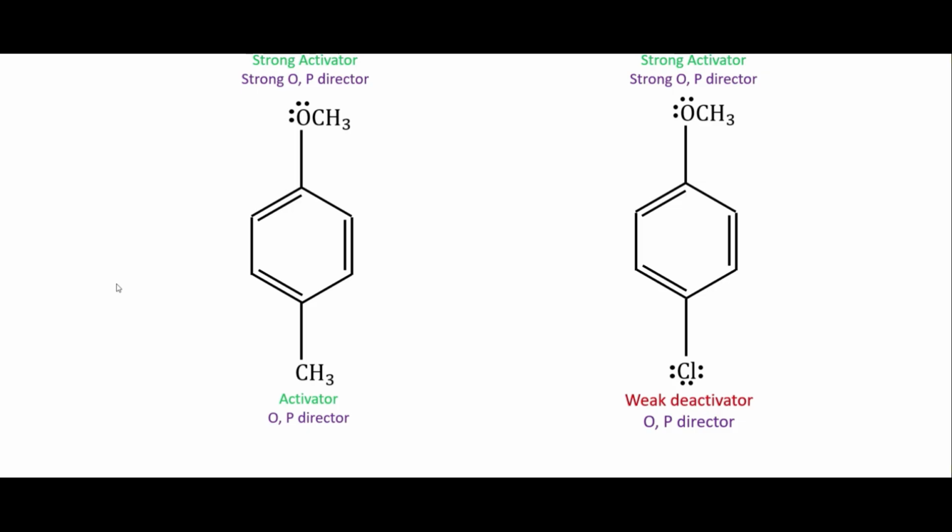And so what we see is for the one on the left, we are likely to add to these two carbons here because these are ortho to the stronger ortho-para director. So the stronger one is going to predominate over the weaker one. Similarly, over here, they're both ortho-para directors, but this is a stronger one than this one, so the methoxy group is going to predominate over the halogen, and so we will add ortho to this stronger ortho-para director.